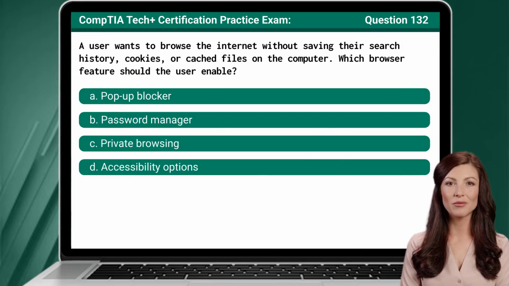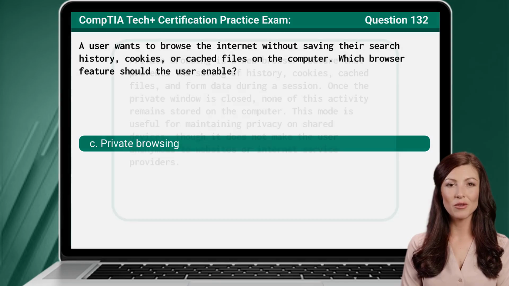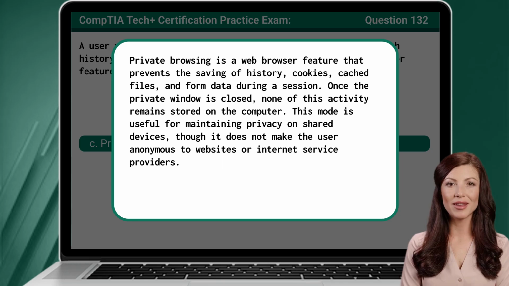Question 132. A user wants to browse the internet without saving their search history, cookies, or cached files on the computer. Which browser feature should the user enable? The answer is C. Private browsing. Private browsing is a web browser feature that prevents the saving of history, cookies, cached files, and form data during a session. Once the private window is closed, none of this activity remains stored on the computer. This mode is useful for maintaining privacy on shared devices, though it does not make the user anonymous to websites or internet service providers.